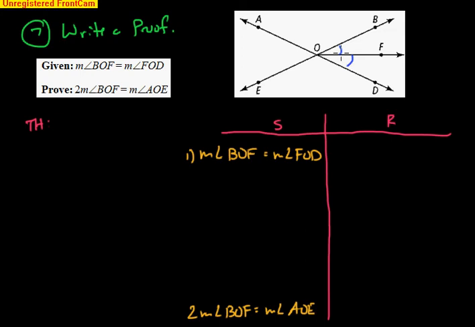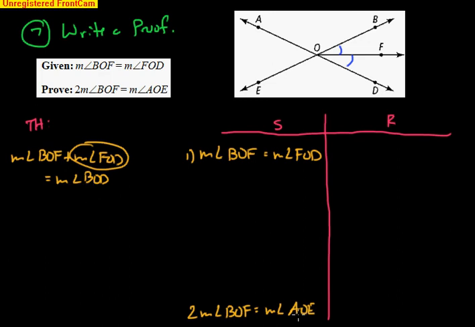So, what are some thoughts? Well, let's look at our picture. I see that the measure of angle BOF plus the measure of angle FOD equals the measure of angle BOD. I see that on the right side here. That's angle addition. And I can make BOF and FOD the same thing because they're equal. So I think that's how I get the two BOF. So it looks like I need this guy to leave, and it's going to become another BOF. That's how I get my two BOFs.